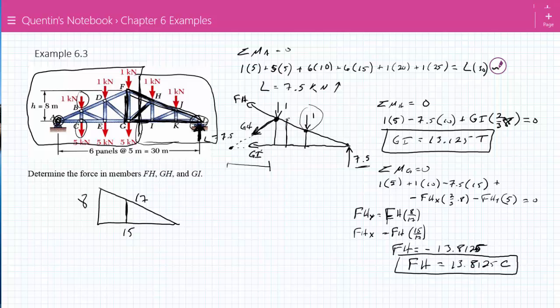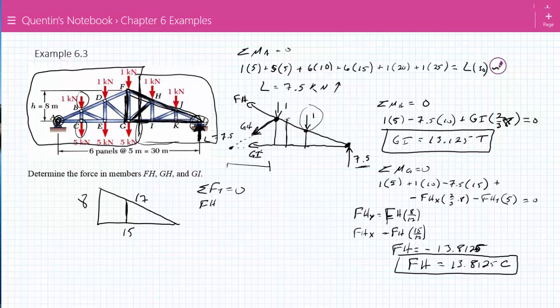Okay. So now we know 2 out of the 3. The last one we need to figure out is GH. Now, in the book, they go through and pick another place. I think they take the moments about this point right here to find GH. That seems, honestly, to me, a little bit unnecessarily difficult. I'm just going to take the sum of the forces in X or Y, and I'm going to pick Y, kind of arbitrarily. So let's just take our sum of the forces in Y is equal to 0. Well, what do we have?